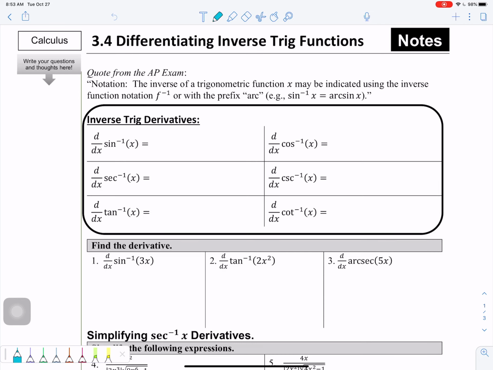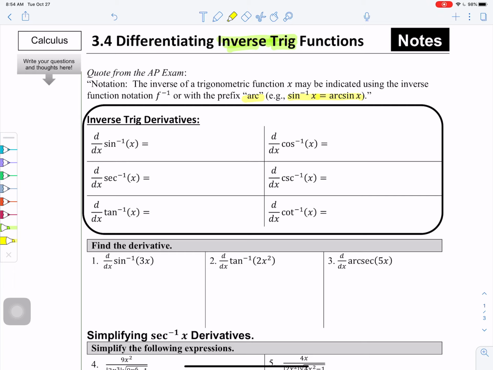This is topic 3.4, differentiating inverse trig functions, okay? These are all inverse trig functions. So the inverse of a trigonometric function x may be indicated using the inverse function notation F inverse or, and I know you've seen this before, arc, okay? So sine inverse equals arc sine. So it's really important to rewrite that as sine inverse when you see it.